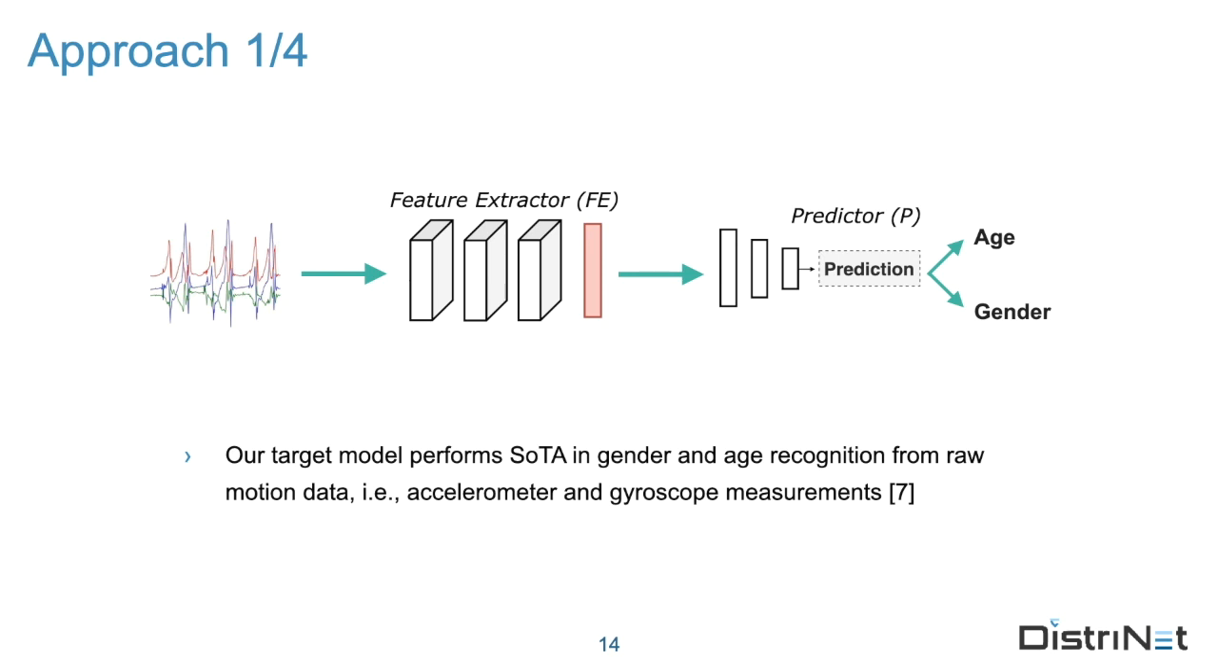Our approach can be divided into four steps. The first one is the selection of the model to be privatized. In our case, we select a recent state-of-the-art model in age and gender recognition. It takes as input sensor data measured by accelerometers and gyroscopes and extracts a set of features to be used for the prediction of age and gender. In particular, temporal convolutional networks, a kind of neural network that copes with temporal data, are used as a feature extractor. The features are then classified by a second network that outputs an estimate of either the gender or the age of the input user.